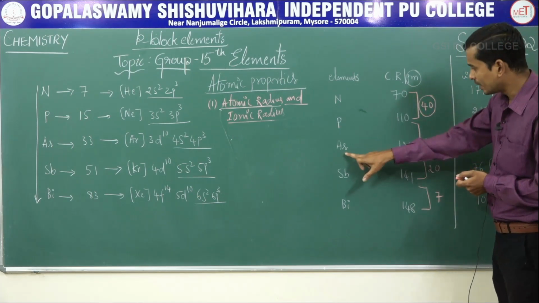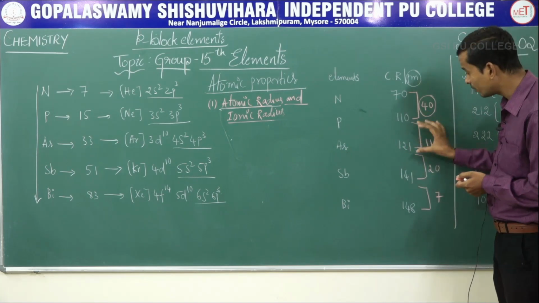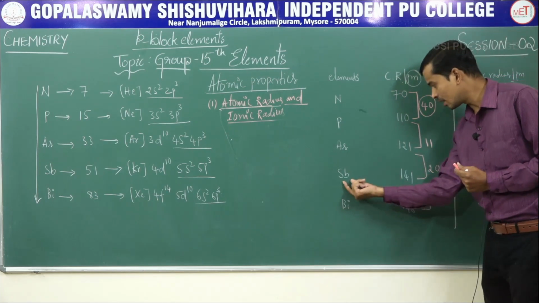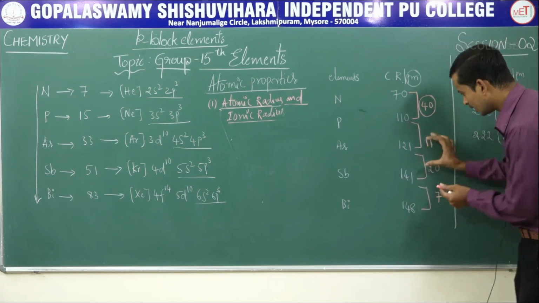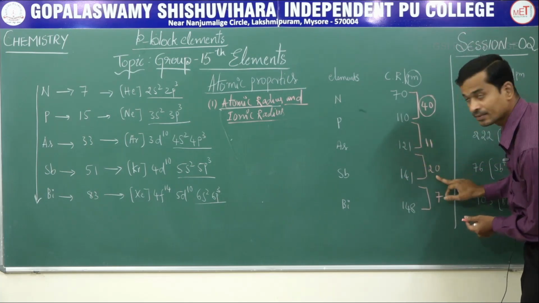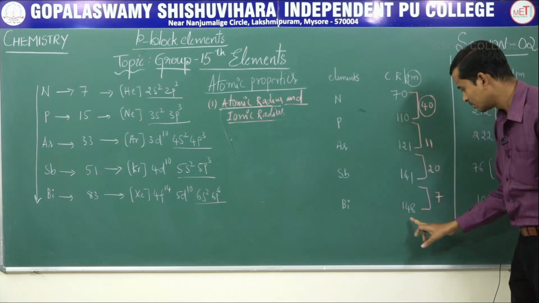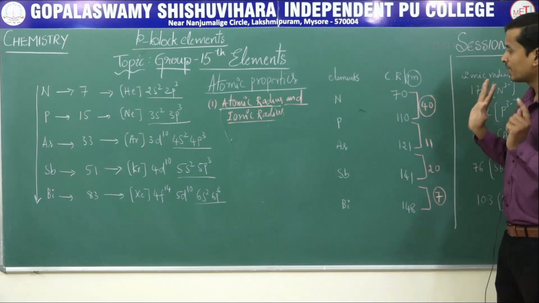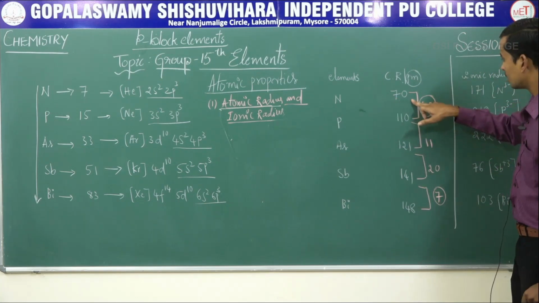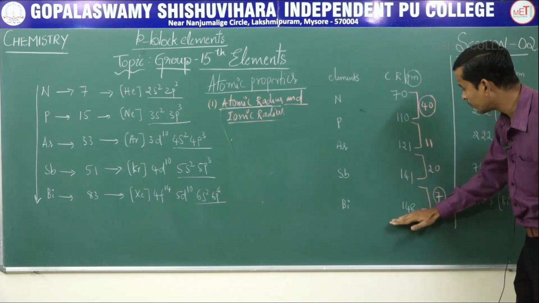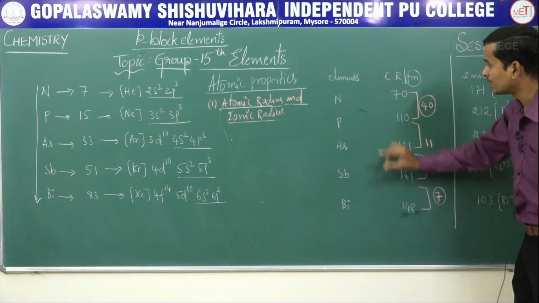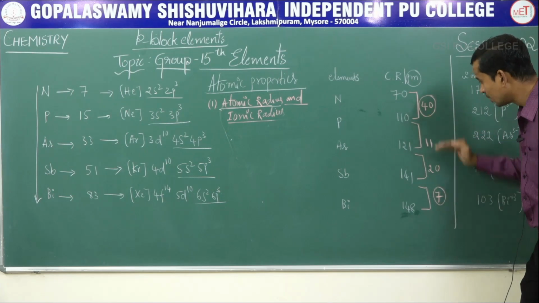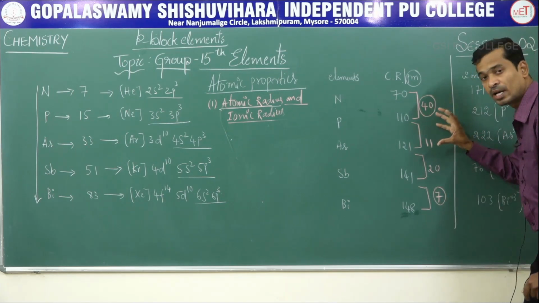Next, the covalent radius of arsenic, how much? 121. The difference is how much? Only 11. Next, the covalent radius of antimony is 141. The difference is only 20. And next, bismuth is 148. The difference is how much? Only 7. But the final line is that it increases from nitrogen 70 picometer to 148 picometer. The difference from nitrogen to phosphorus is 40, and down the group the difference in covalent radius decreases.